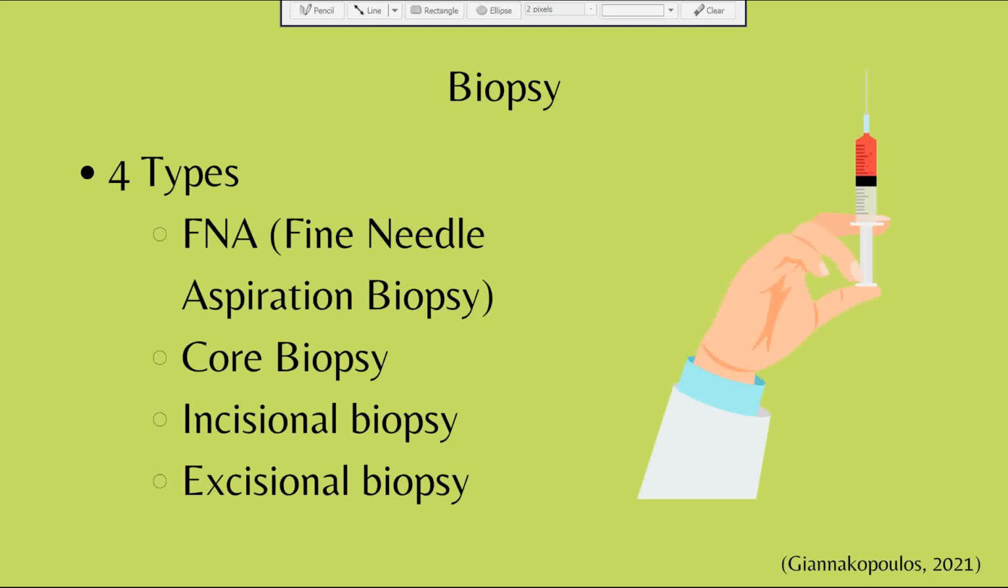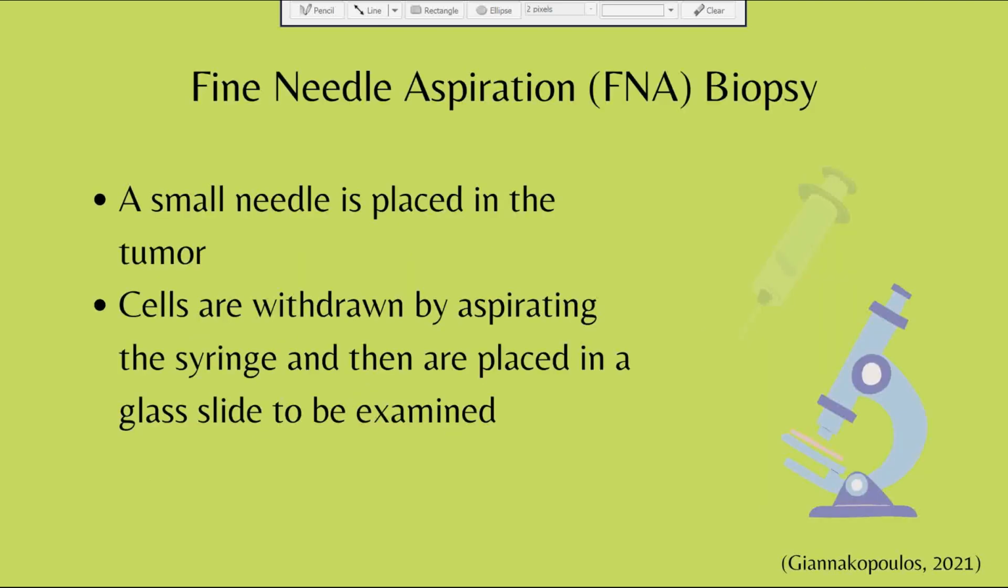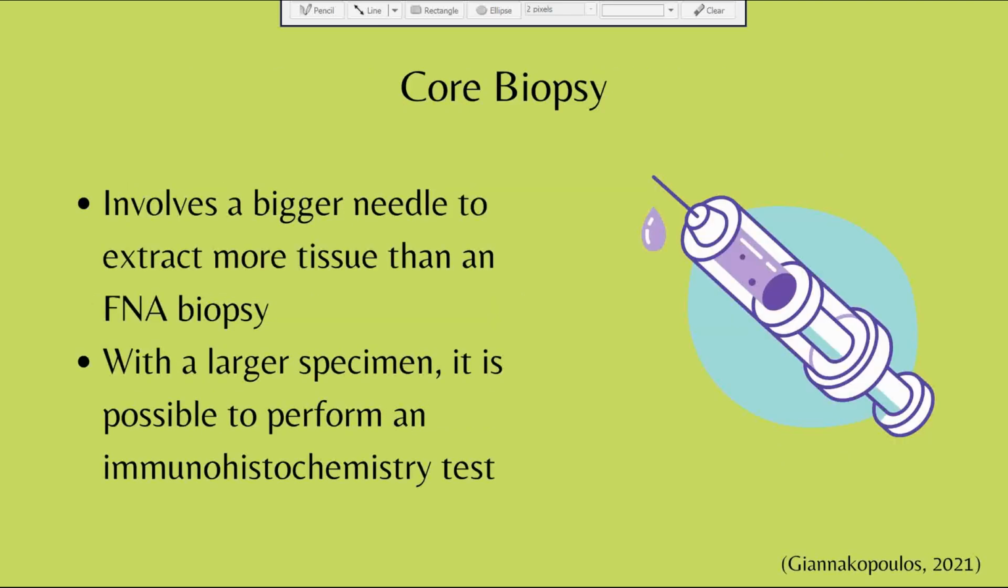There are 4 main types of biopsies: a fine needle biopsy, core biopsy, incisional biopsy, and excisional biopsy. In a fine needle biopsy, a small needle is placed in the tumor. Cells are withdrawn by aspirating the syringe and then are placed in a glass slide to be examined. In a core biopsy, a bigger needle is used to extract more tissue than an FNA biopsy.